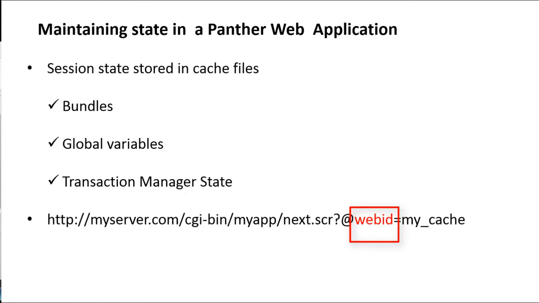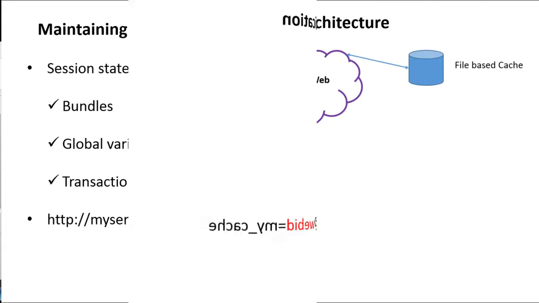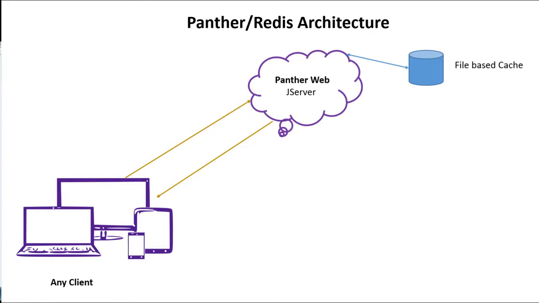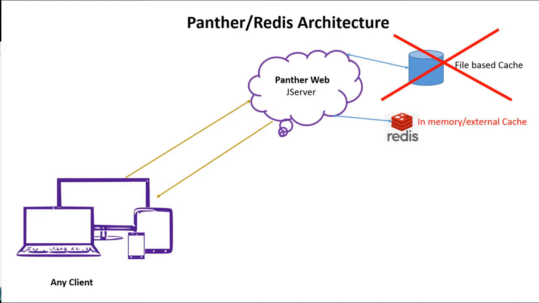Now these cache files are assigned names corresponding to the web IDs that are passed back and forth between the browser and the server. This is an architecture diagram of our file-based caching. But now for the first time, we are releasing a fully functional sample that implements a Panther Web's external cache interface. This sample uses Redis as a server.